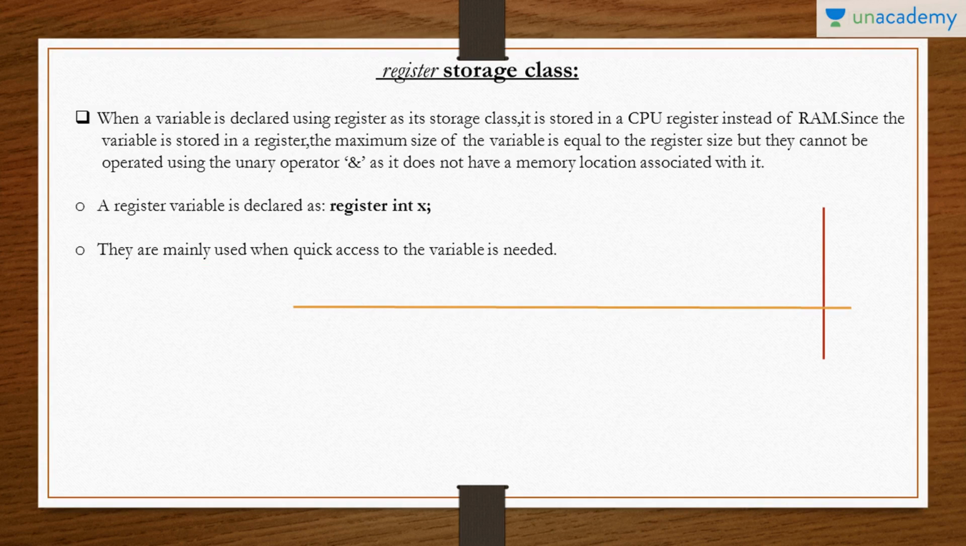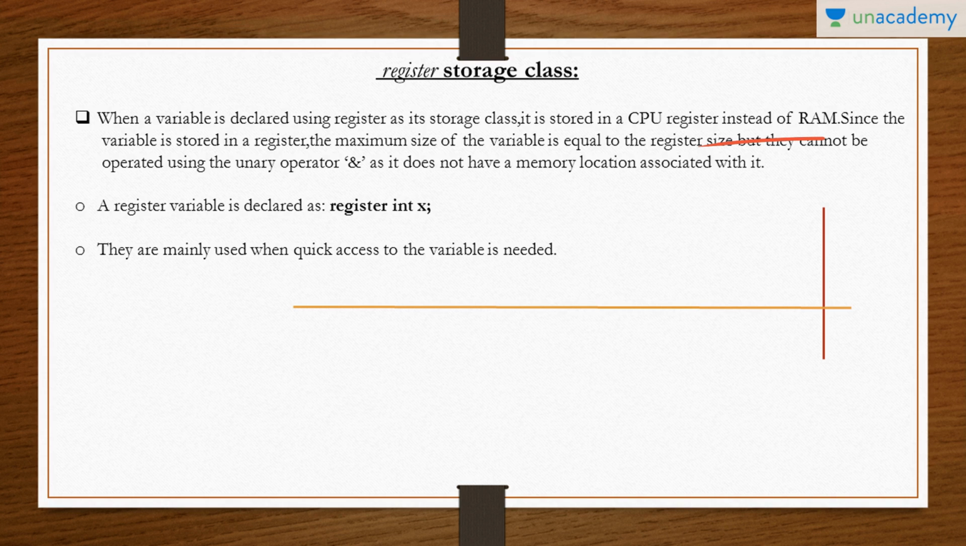Now let's move ahead and see what the register storage class is. When a variable is declared using register as its storage class, it is stored in a CPU register instead of RAM. Registers are the memory locations used to store data temporarily during the execution of certain instructions or programs. If you have a computer architecture subject, you will easily identify what a register means. So they are not stored in RAM, they are stored in a CPU register.